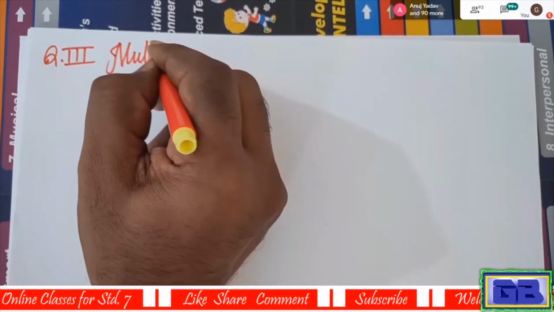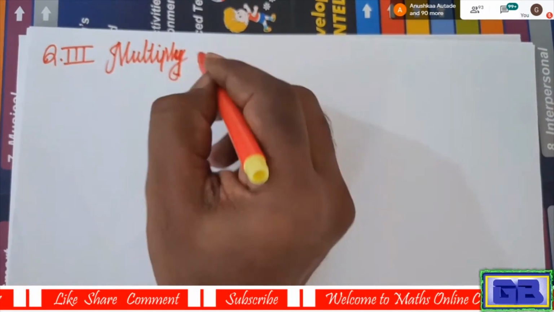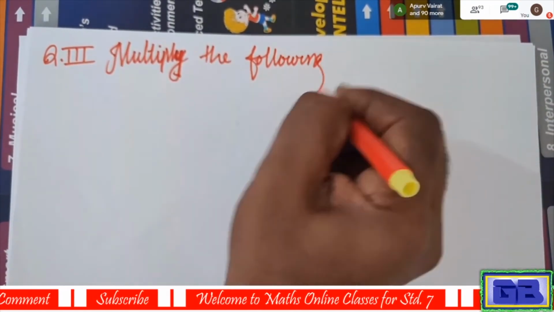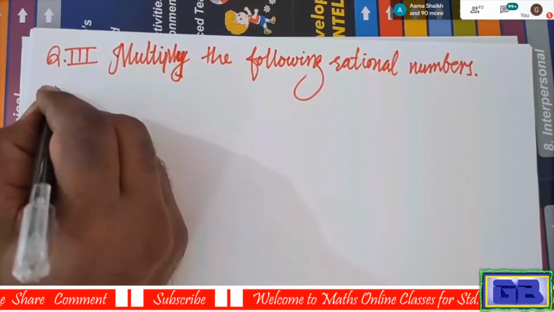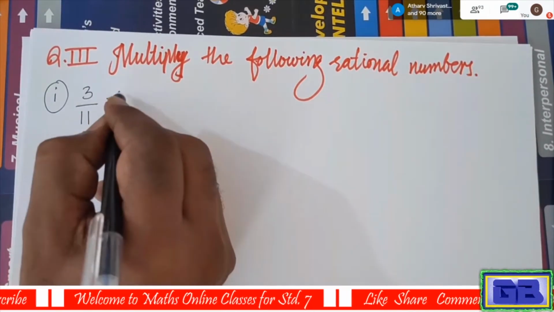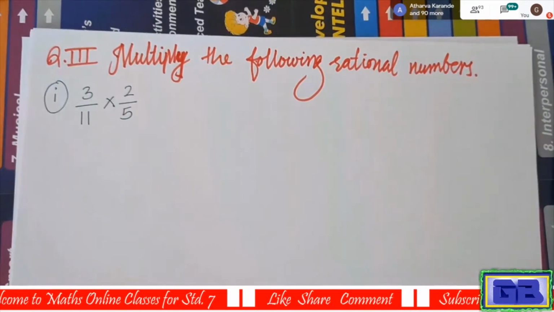Question number 3. Multiply the following rational numbers. First sum: 3 by 11 multiply by 2 by 5.